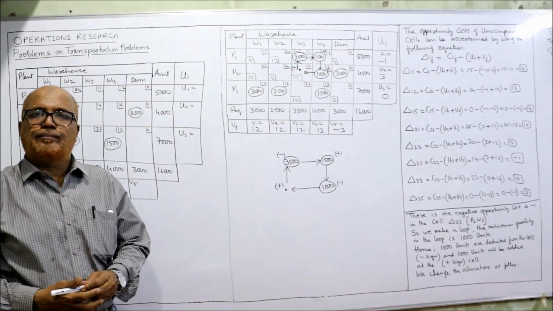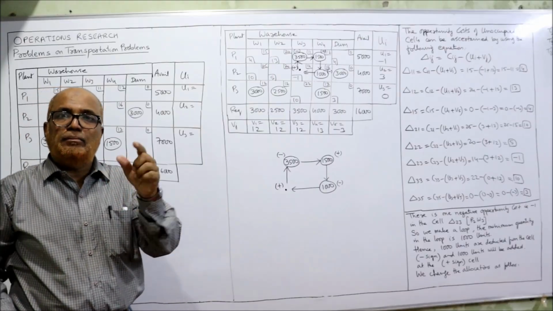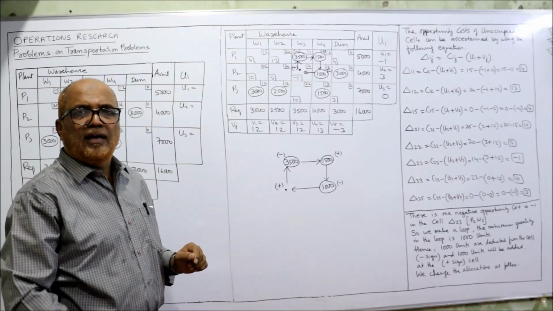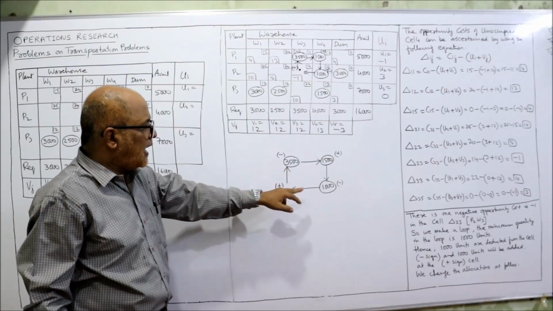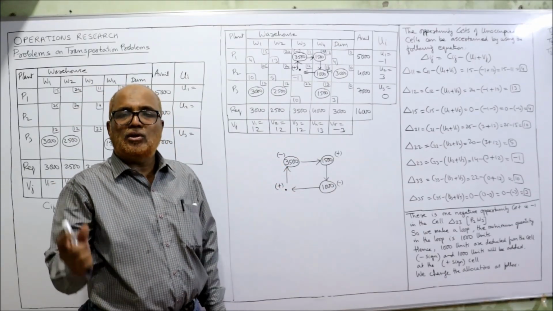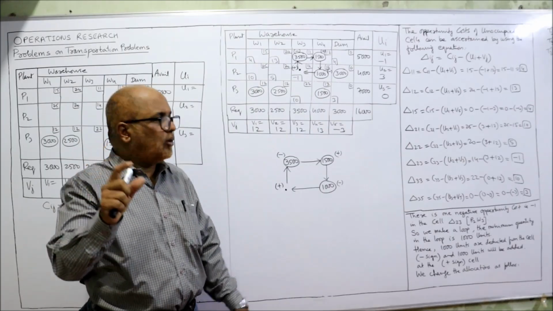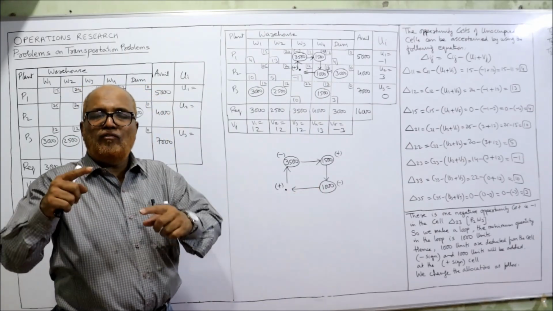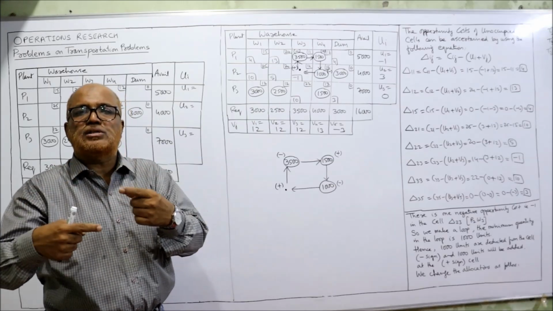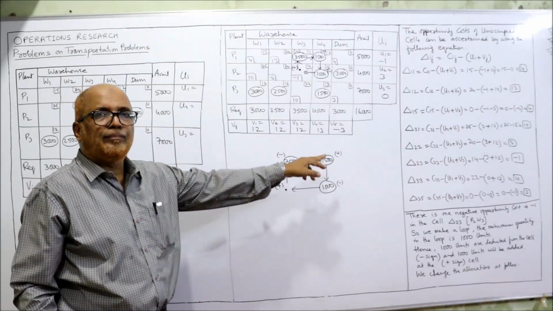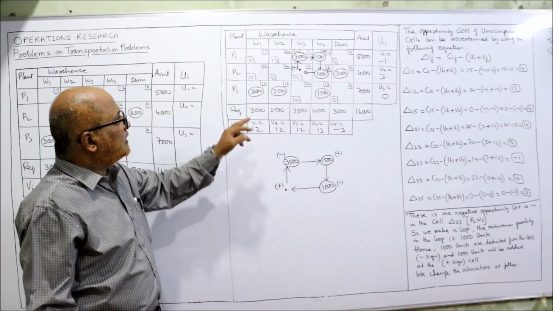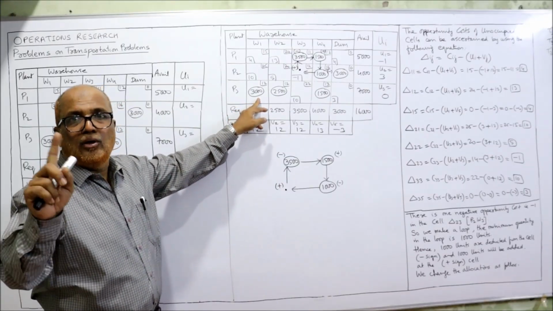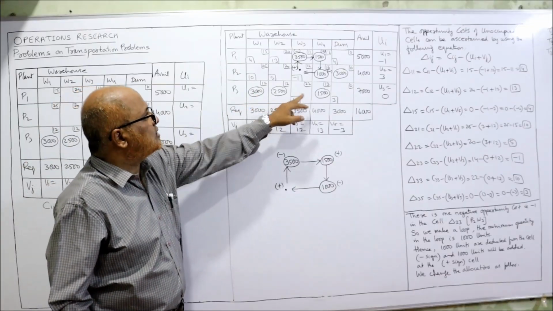Now select the minimum quantity with a minus sign. Here with the minus sign we have two quantities: one is 3500, another is 1000. The lower quantity is 1000. Now we have to shift 1000 units in this loop. The other allocations will remain the same. No change in the other allocations.